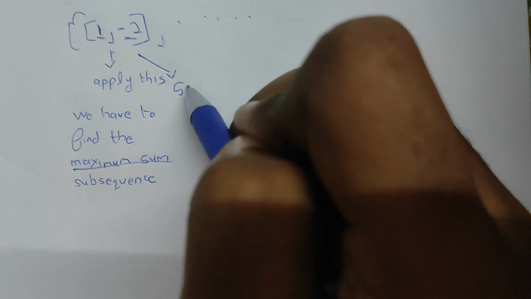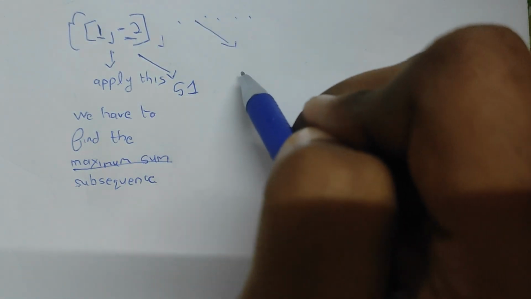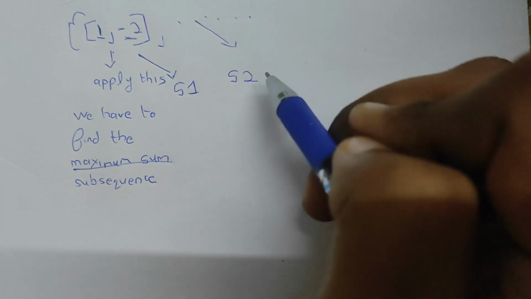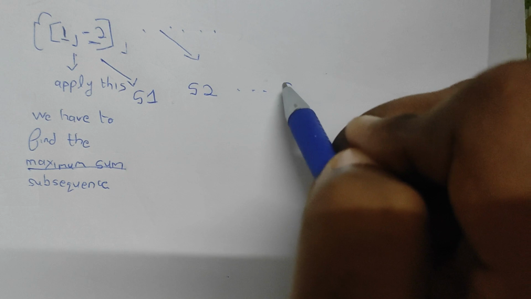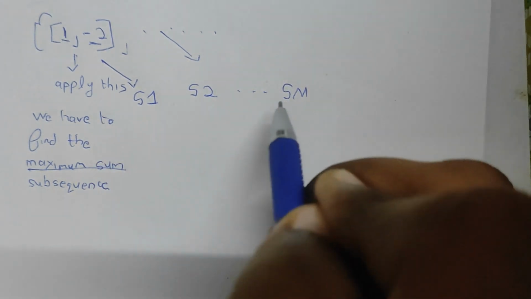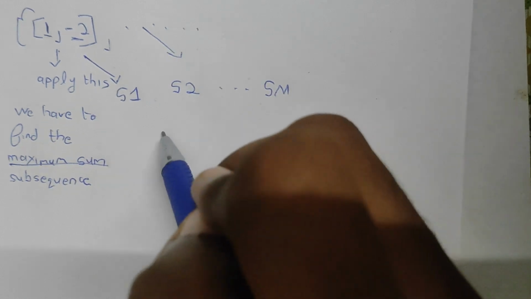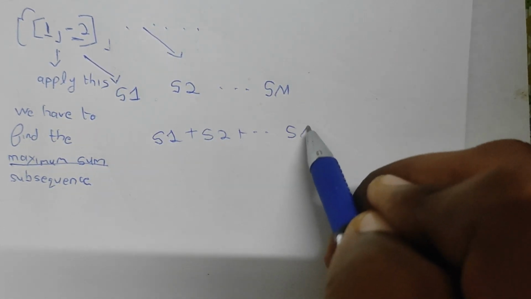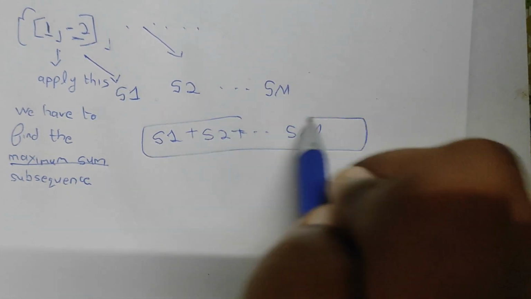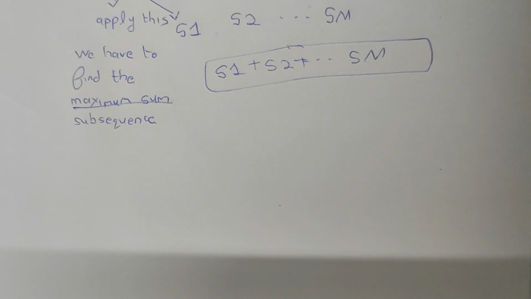So suppose the maximum sum of this particular query is S1 and the sum of the second query is S2, and suppose there are m queries. These are the values of the maximum sum of each of the queries. So we have to output S1 plus S2 plus till Sm. So this is the value that we have to output. So what we can do?